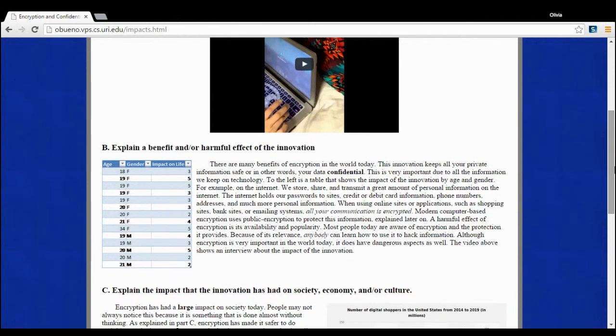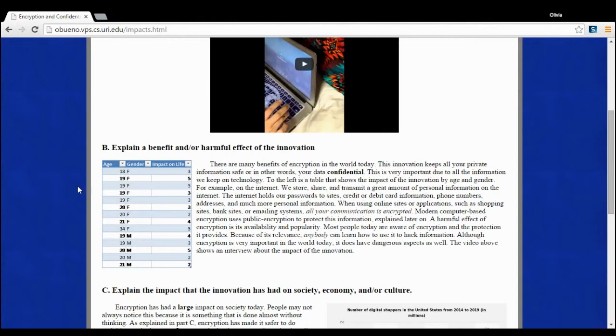There are many benefits of encryption that have impacted society today. To the left shows a table that shows the impact of encryption according to age and gender. I created this graph using data received from a survey I made using Google Forms. A benefit of encryption is keeping all your private information safe or confidential on the internet.